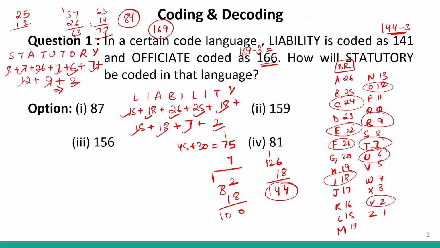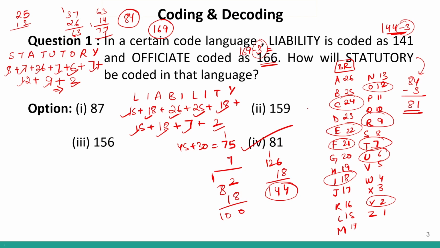So the sum of the backward ranks for statutory is 84. And now I have to reduce 3. Correct? I have to reduce 3. So if I reduce 3, I'll get 81. So 81 will be the answer which is given in option number 4. So option number 4 will be the answer to this question. Clear?